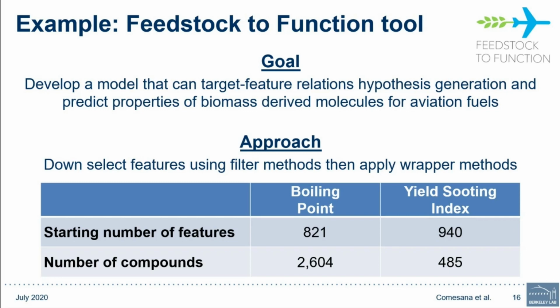So what about the features? Well, we're going to use molecular descriptors, and molecular descriptors are ways to mathematically encode the chemical structure of a molecule. And this can include things such as number of carbon atoms or number of rings, etc. The features were automatically generated with the help of Mordred, which is a descriptor calculator software, and it initially returned 1,800 descriptors. Now from those, we manually down-selected them to 821 for boiling point and 940 for yield sooting index. And the number of compounds for each of those properties also appears on the table.